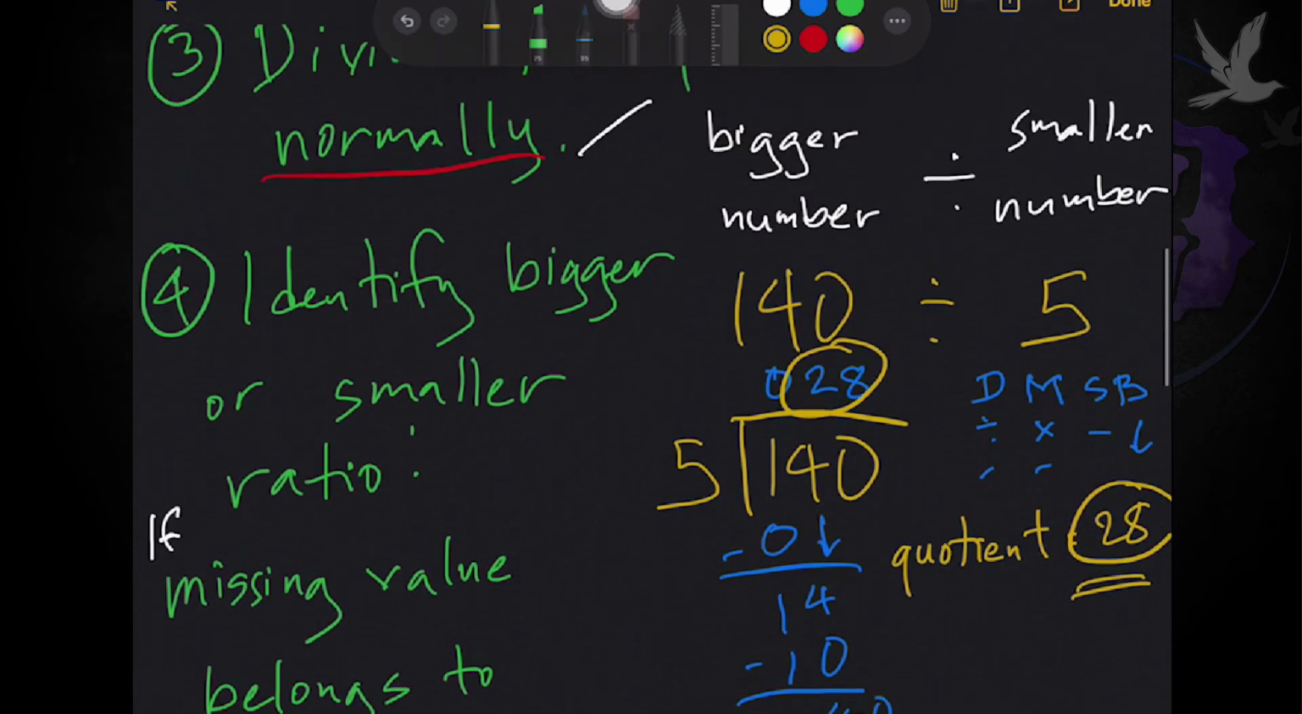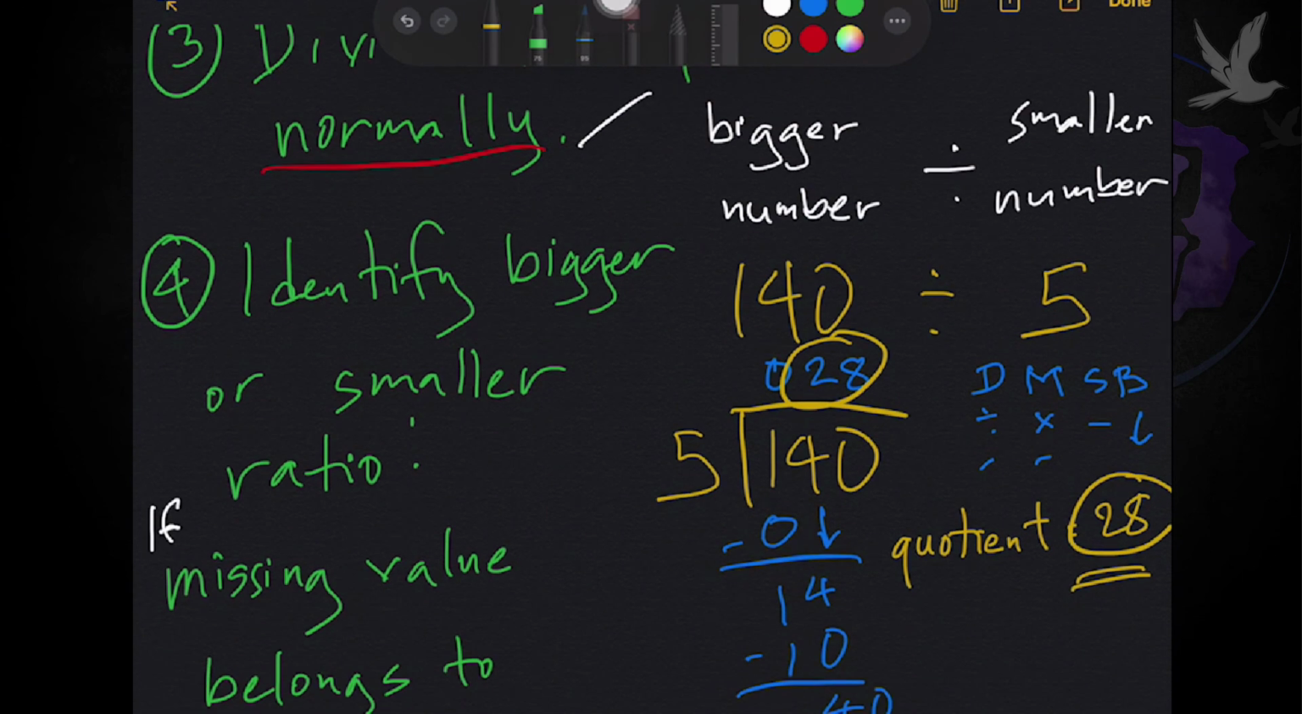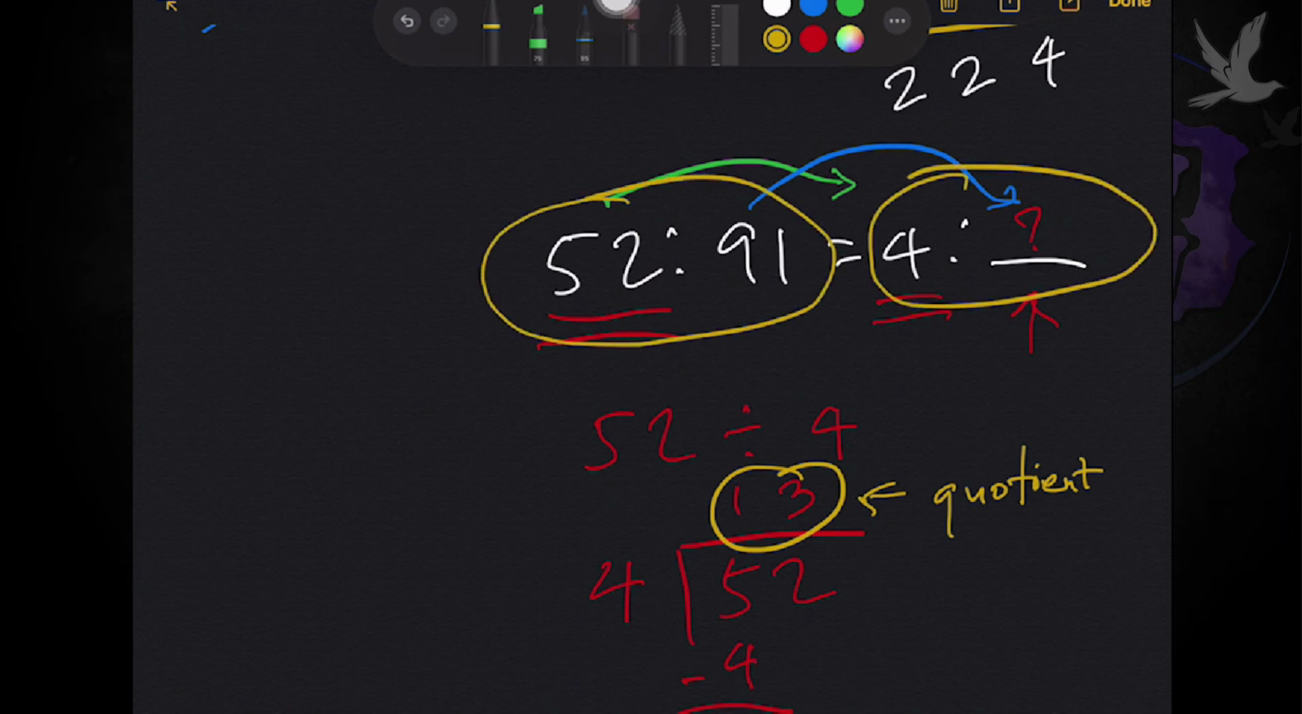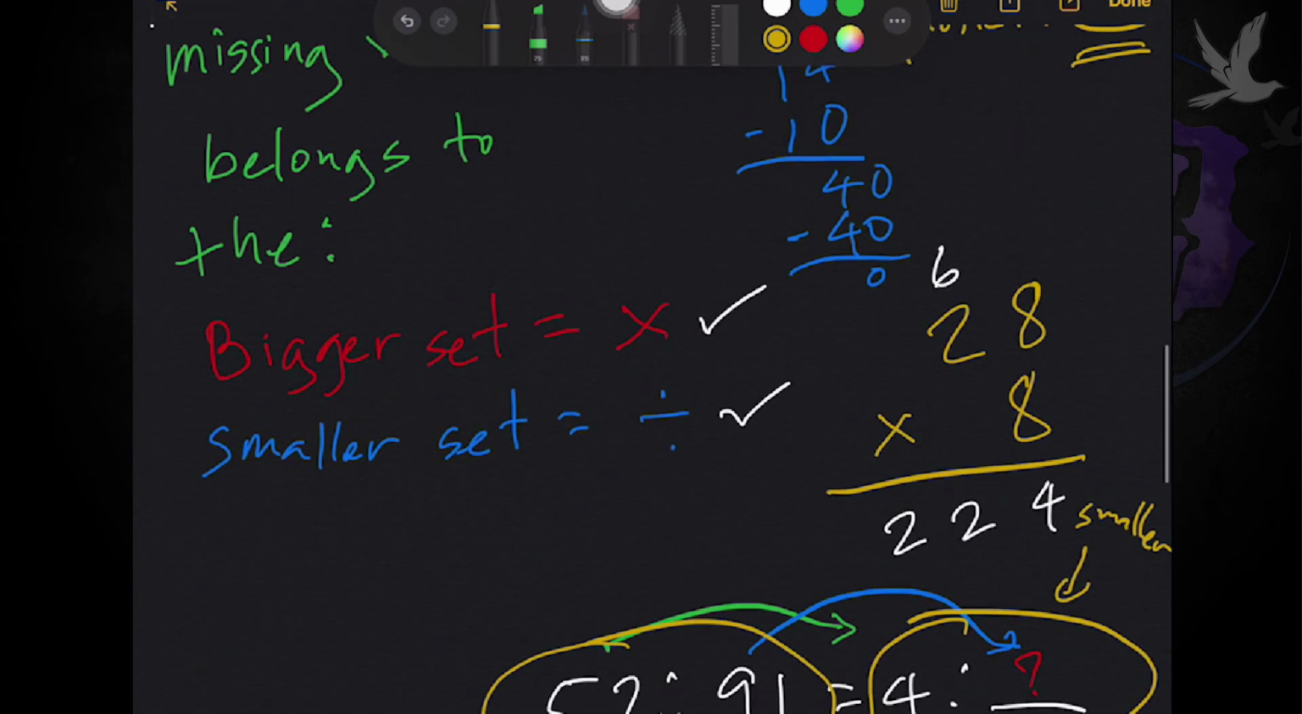Anong gagawin natin ngayon sa quotient? You're done with step 3. Step 4, identify bigger or smaller ratio. So, i-identify natin ngayon ang 5 and 4. Identify natin itong group na to ngayon. This ratio or this ratio. The missing value belongs to which group? The bigger or the smaller set of ratio? It's very obvious ha. Ang pair ng 4 dito is ang 52. Anong mas malaki? Ang 52 o ang 4? Obviously, it's 52. Which means ang 4 is smaller. Which means that this group is smaller as well. Since it is smaller, what you do here is to divide.